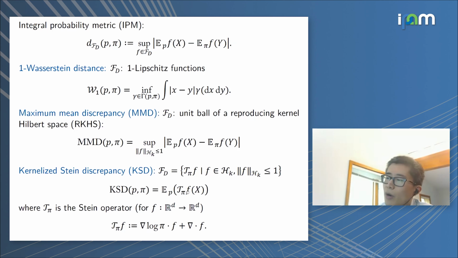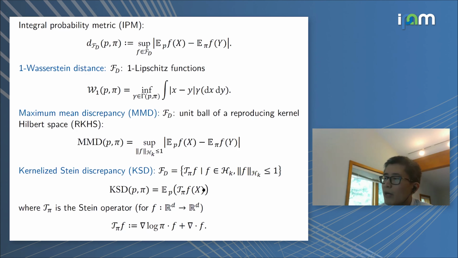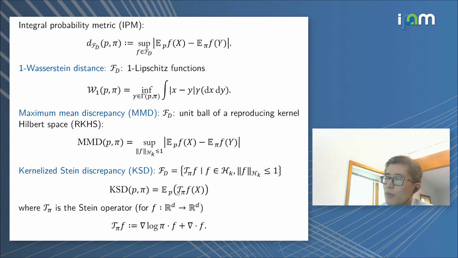And you take all possible f, you take the Stein operator acting on that, and then you take expectation of this with respect to p. Even though I write it in this way, this is actually also an IPM, because as I said, if you take the expectation of the result of the Stein operator acting on f, it's always going to be 0 if you take expectation with respect to pi. So you can also write this as expectation of p minus expectation of pi of the same thing, except that my test function is the result of a Stein operator.